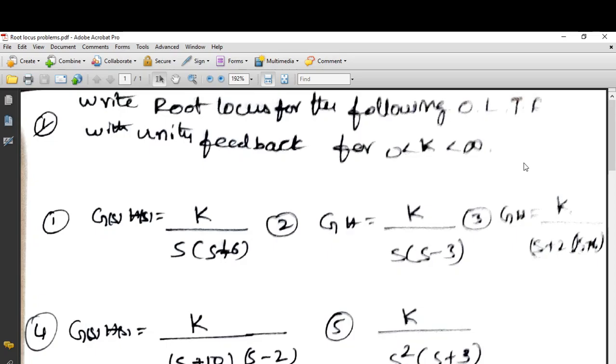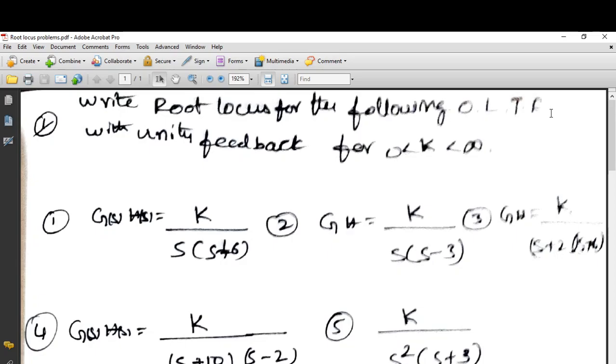Unless you visualize or predict the shape of the root locus, you end up doing all unnecessary calculations and end up with no results, and you will be wasting a lot of time finding unnecessary parameters for plotting a root locus if you simply follow the procedure that is there to draw the root locus.